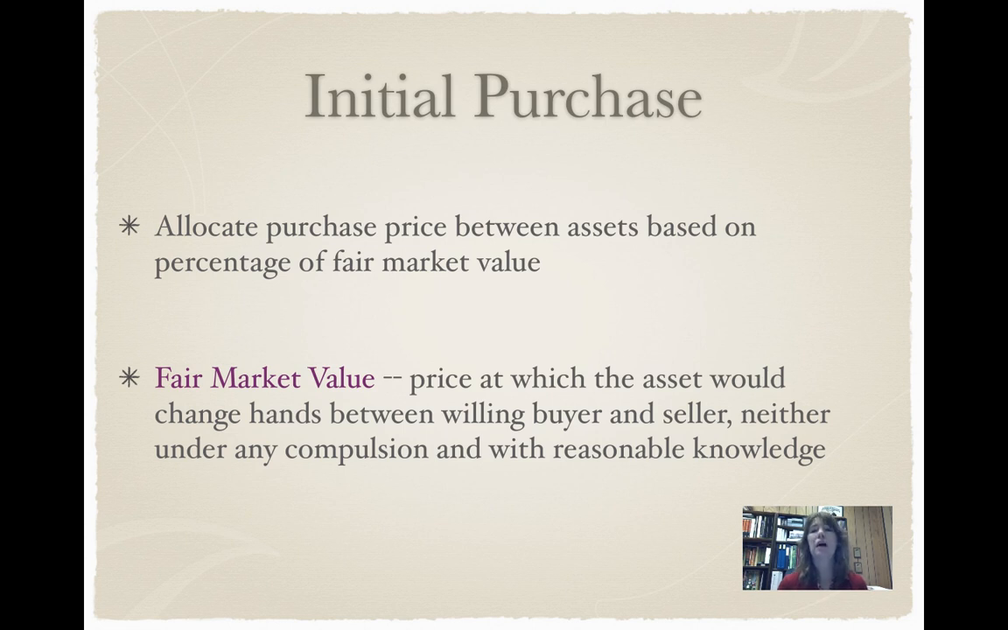It takes out transactions that occur between related parties, and it also takes out transactions where one party really doesn't know what the transaction should look like and is coming in and paying either way too much for the asset, or the seller is accepting way too little for the asset. We're going to use this fair market value simply to break that purchase price into different segments.